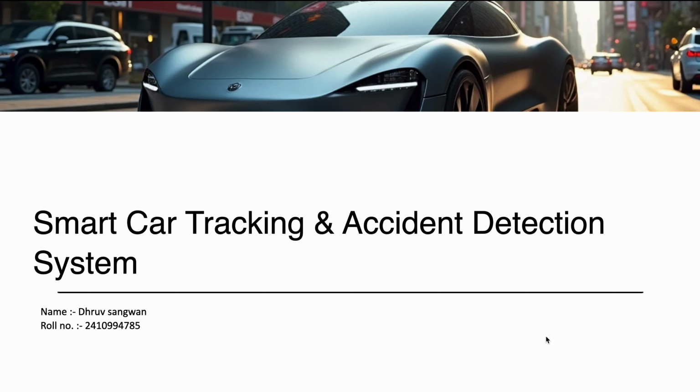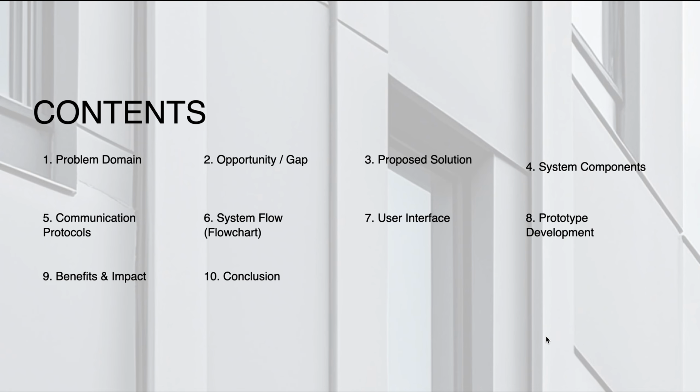My topic is about a smart car tracking system and an accident detection system if any crash happens. First of all, these are the contents of the slide: the problem domain, the opportunity gap, the proposed solution in the industry, the system components, its architecture, how the communication happens between the Arduino Nano and the Raspberry Pi, the system flowchart, the user interface, and at the end the conclusion.